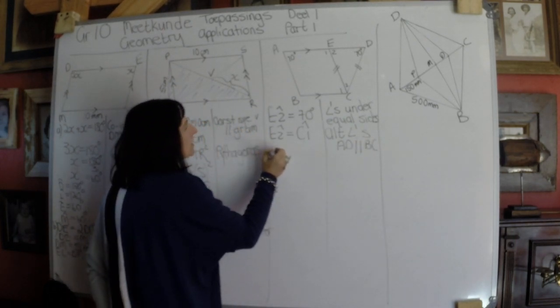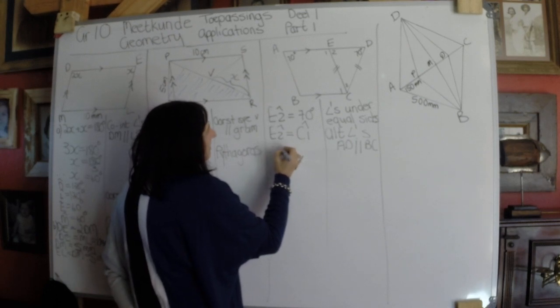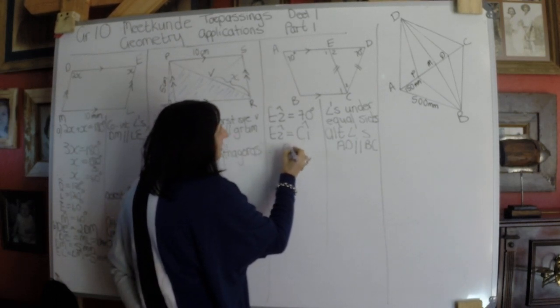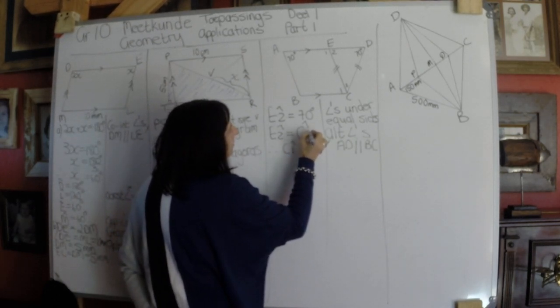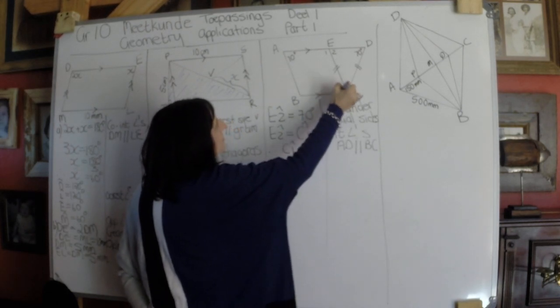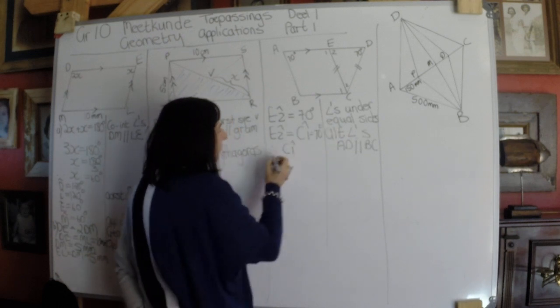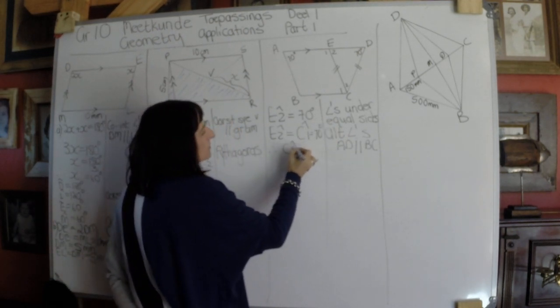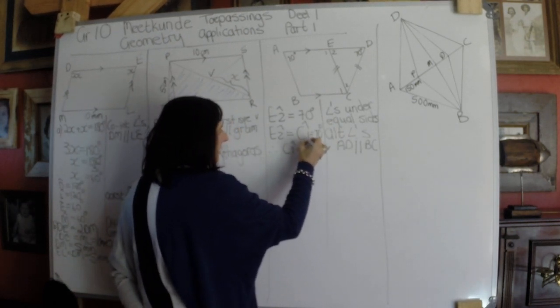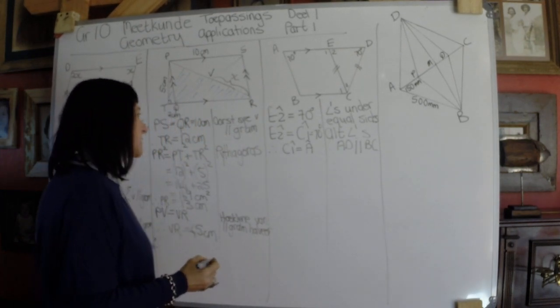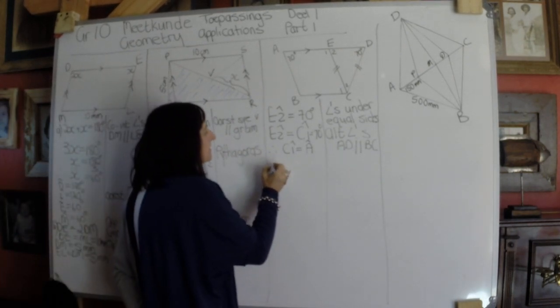Therefore, we can say that C1 equals also 70 degrees. Therefore, C1 equals A.